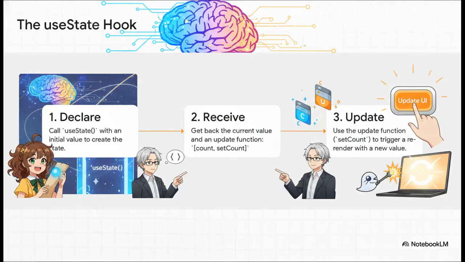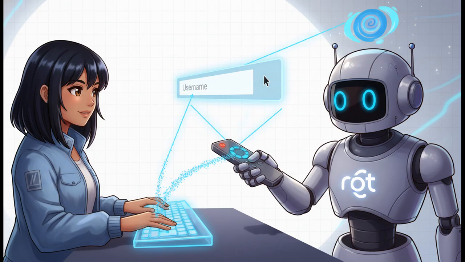So, how do we get one of these magical whiteboards? We use a tool from React called the useState hook. It's a really simple three-step dance. First, you declare your state and give it a starting value. Second, useState hands you back two things: the current value itself and a special function to update that value. Third, whenever you want to make a change, you call that special function. That's your signal to React that it's time to update the UI. This whole idea of state becomes an absolute superpower when you start working with forms.